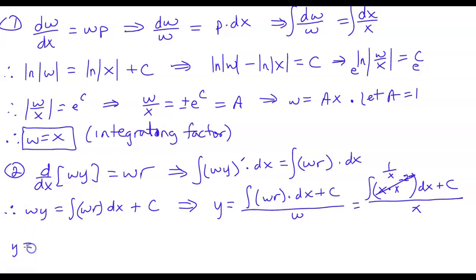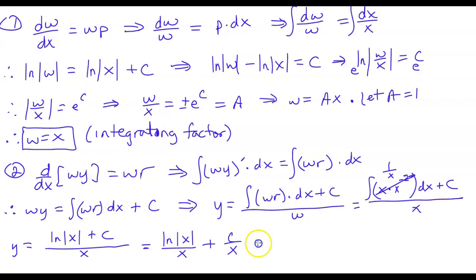So our y will end up being natural log of absolute value of x plus this constant, all of that over x, which would just be natural log of absolute value of x over x plus c over x, if you wanted to keep it that way. And this would essentially end up being our answer here.